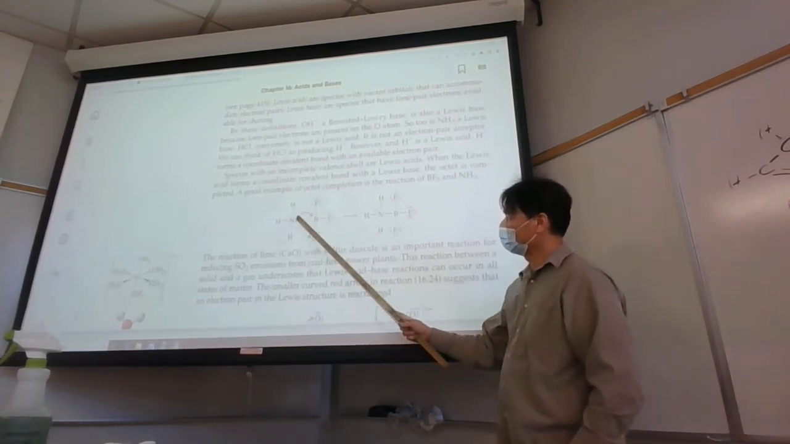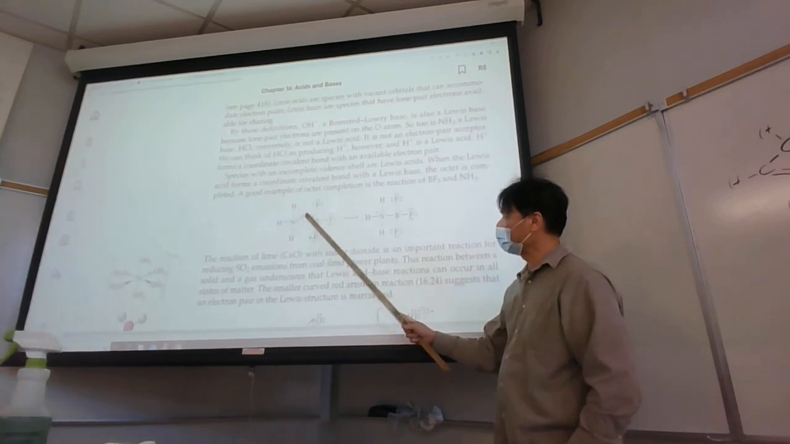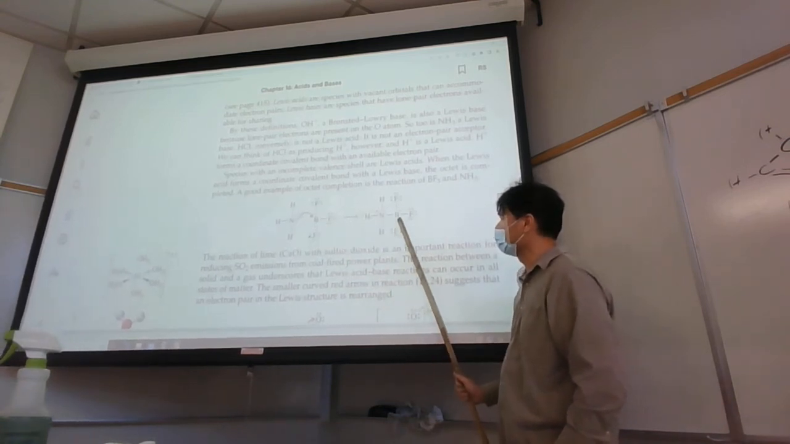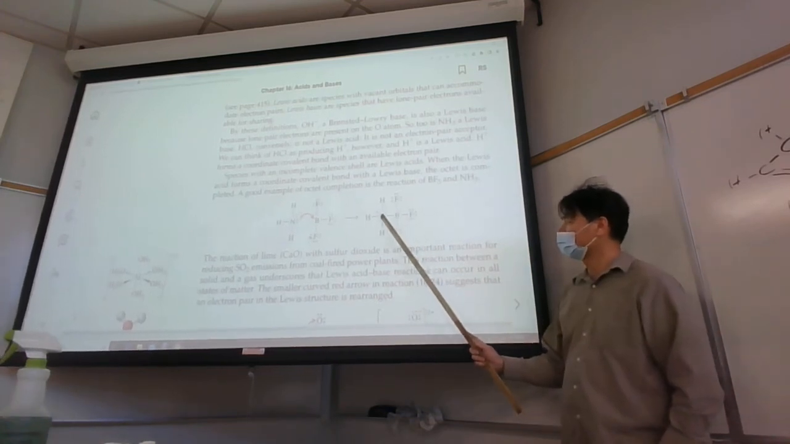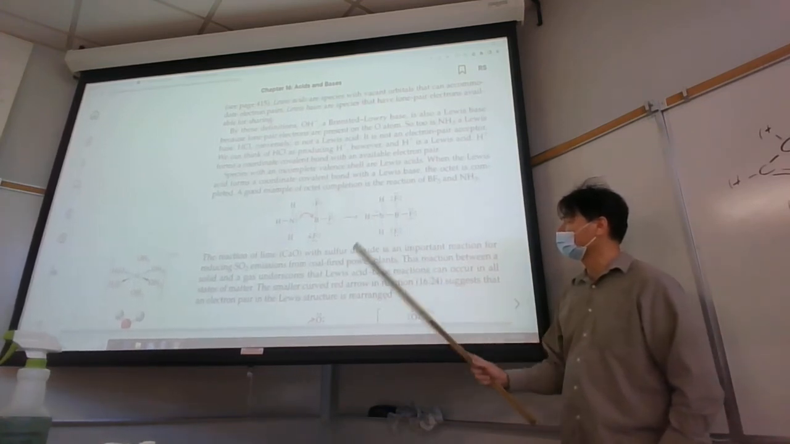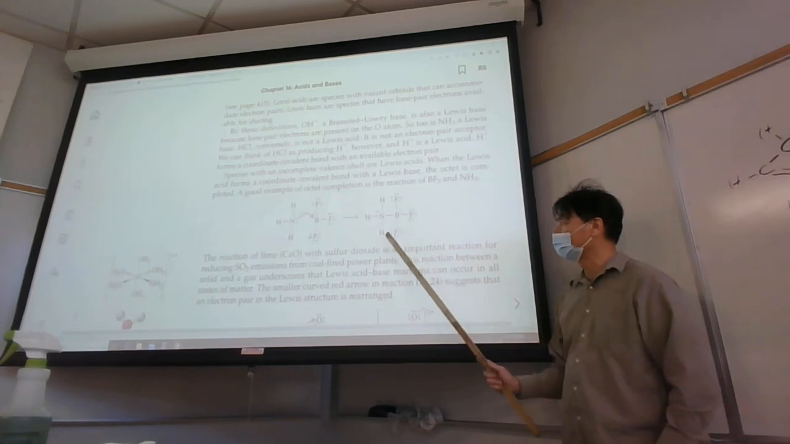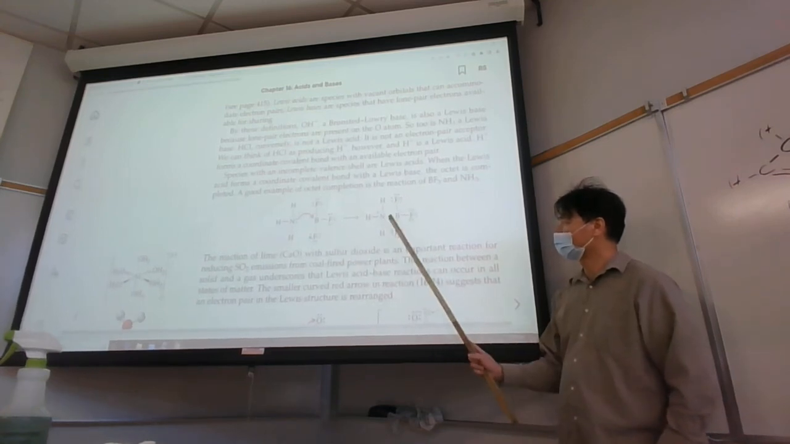Because if there's a lone pair that can be donated from a Lewis base, then we can complete the octet on boron, which we do here. And boron gets a negative charge, but it's taking it from nitrogen. Nitrogen's donating it, so it's going to get a positive charge. Fluorines wouldn't do that. And so what we form is a coordinate covalent bond.